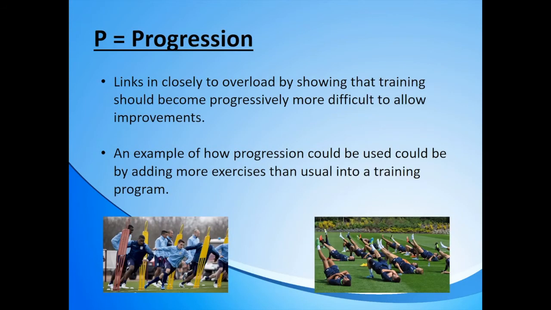So P for progression. This links very closely to what we've previously spoken about with overload, and this shows that training should become progressively more difficult to allow for improvements. So an example of this will be adding more exercises than usual into a training program. So if we're doing bicep curls and tricep dips, we may then add in some adductions to further our development of the upper body.